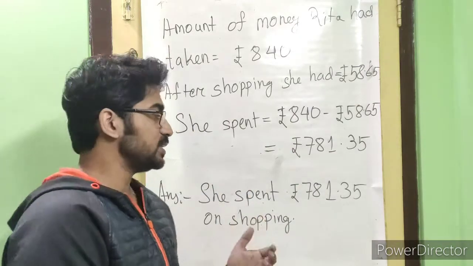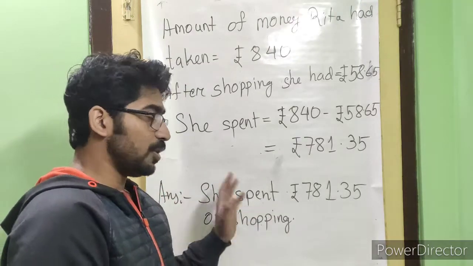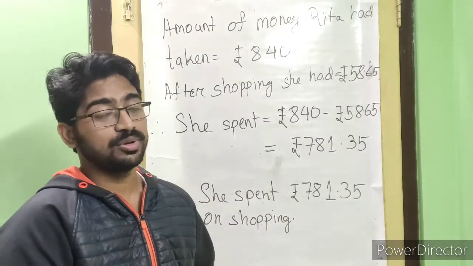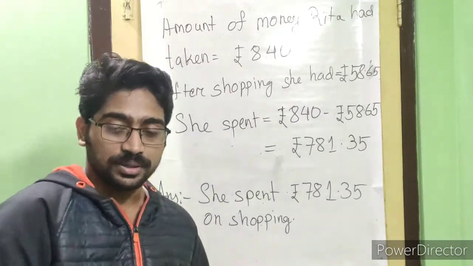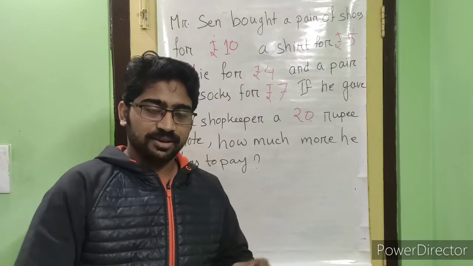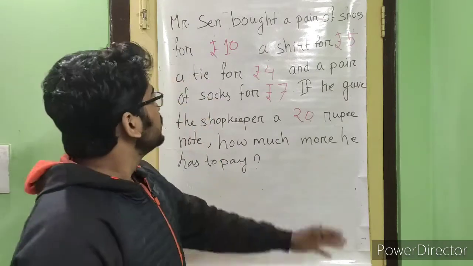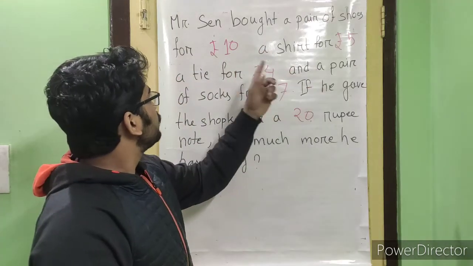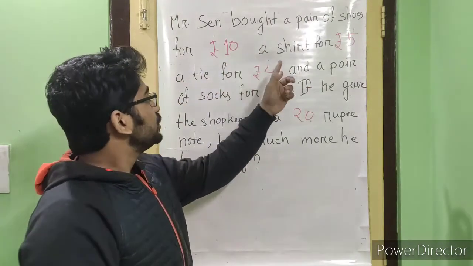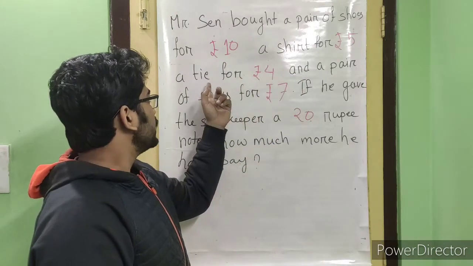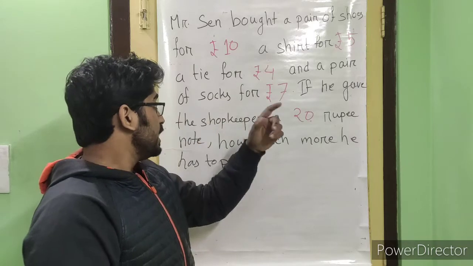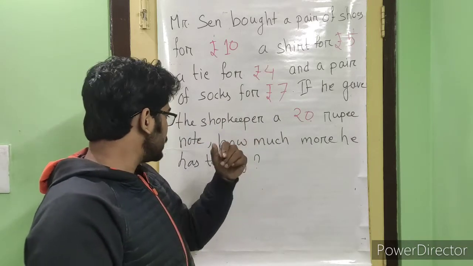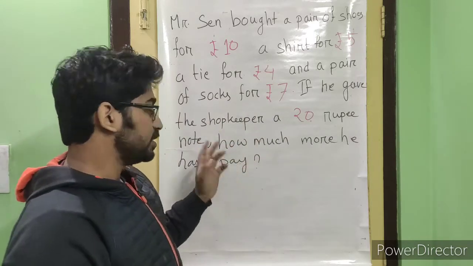Okay, so just remember this for now, and slowly you will get the basic idea. So going for the next one. So here is the second one. So we will read it. Mr. Sen bought a pair of shoes for rupees 10, a shirt for rupees 5, a tie for rupees 4, and a pair of socks for rupees 7. If he gave the shopkeeper a 20 rupee note, how much more does he have to pay?